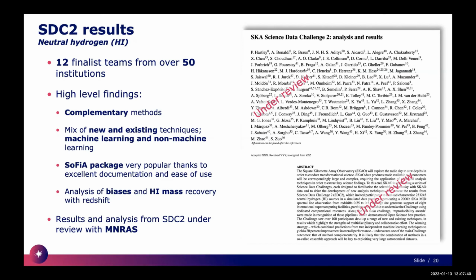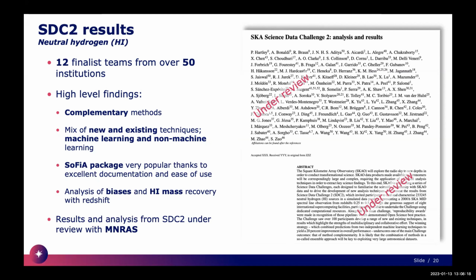We did some analysis of biases and HI mass recovery. So you can hopefully read all about that very soon. I should highlight that what we want to do in the challenges is we're not intending to perform a robust cross comparison of existing methods, because to do that, we would have to place strong constraints on the teams. We'd have to make sure teams did things in exactly the same way, and we feel that would be very limiting.